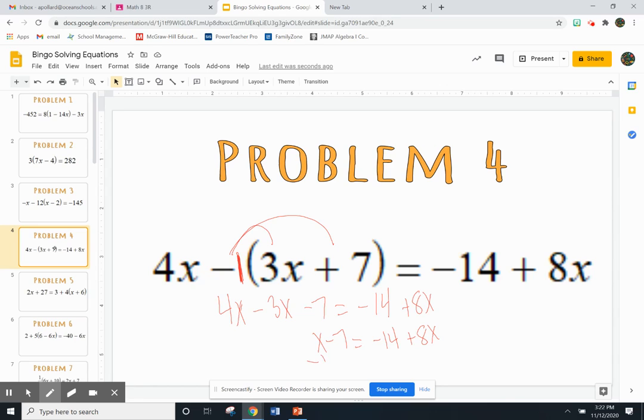X is smallest, so we subtract it over. We get negative 7 equals negative 14 plus 7x. Add 14. We get 7 equals 7x, so our x is 1.